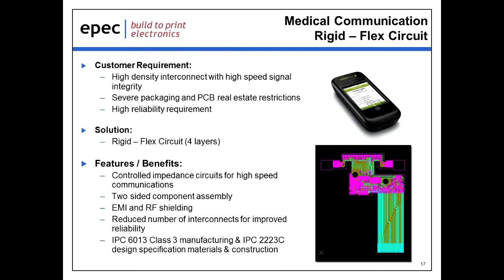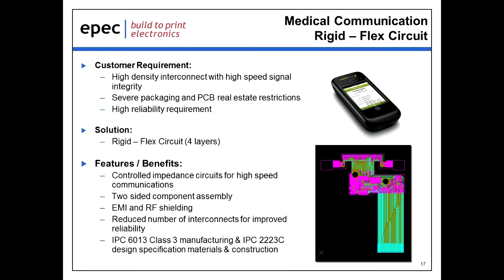The features and benefits that this brought to our customer was we were able to meet their controlled impedance requirement for their high-speed signal communications. We were able to build in two-sided component assembly capability in the rigid portions, which alleviated many of their packaging restrictions and facilitated the overall design. EMI and RF shielding was incorporated into the design to prevent any disruption of the operation of the unit.